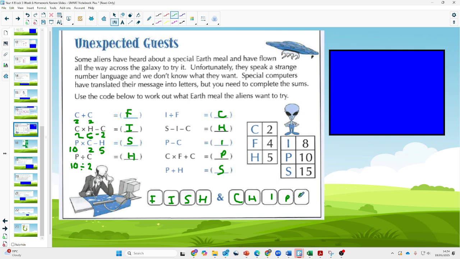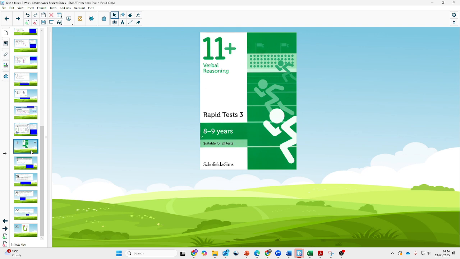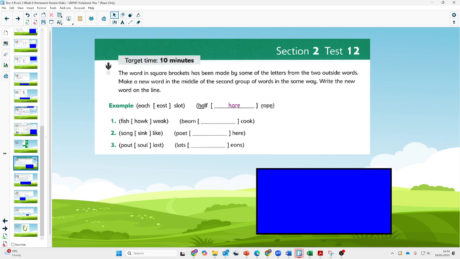Just going to show you here so you can be clear about the answers. There we go, it shows you all the different steps and all the different calculations you need to do. So well done if you managed to get that correct. Let's move on now to the final part of our homework, which was actually looking in another book that we've been using quite a bit during this block, which is the Schofield and Sims book. So hopefully you've managed to complete the relevant test. That was section 2, test 12, and we're now just going to run over the answers very quickly.